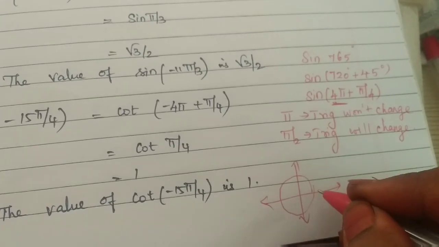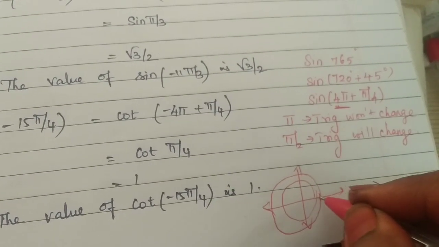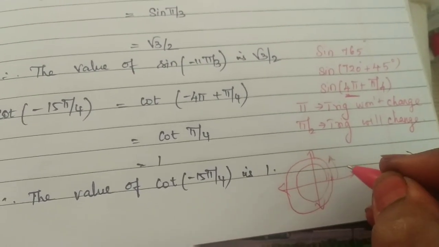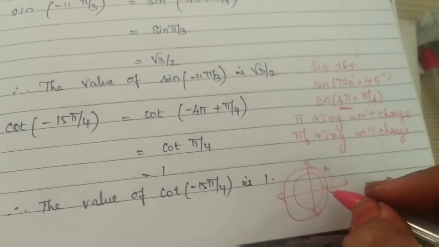This is 2 pi. Again when you rotate, this is 4 pi. Plus means it is moving in anti-clockwise direction. The angle is positive and it is moving in anti-clockwise direction. Therefore, this is 4 pi.